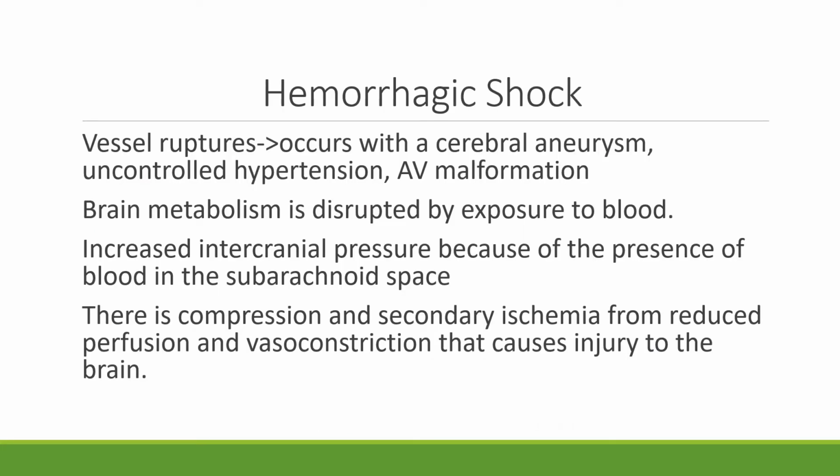Hemorrhagic strokes, the vessel ruptures and it can occur with cerebral aneurysms, uncontrolled hypertension, and AV malformations. So your brain metabolism is disrupted by exposure to blood. They will have increased intracranial pressure because of the presence of blood in the subarachnoid space. And then there's compression and secondary ischemia from reduced perfusion. So basically that pressure inside the skull will then, wherever there's pressure put on, also have ischemia because it's being pushed out. So it causes additional injury to the brain.